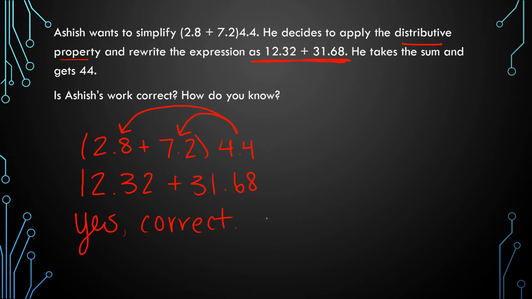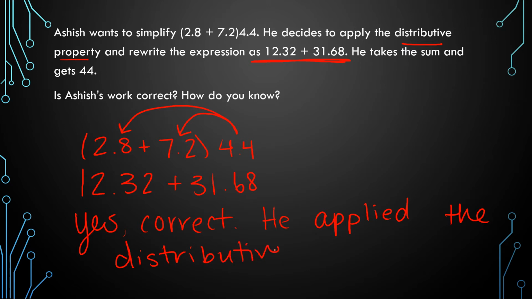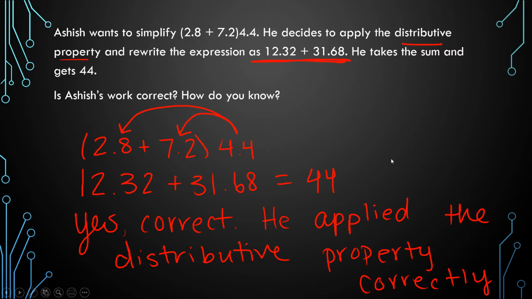And he's correct because he applied the distributive property correctly. So it is correct, because this does equal 44, which is what he got.